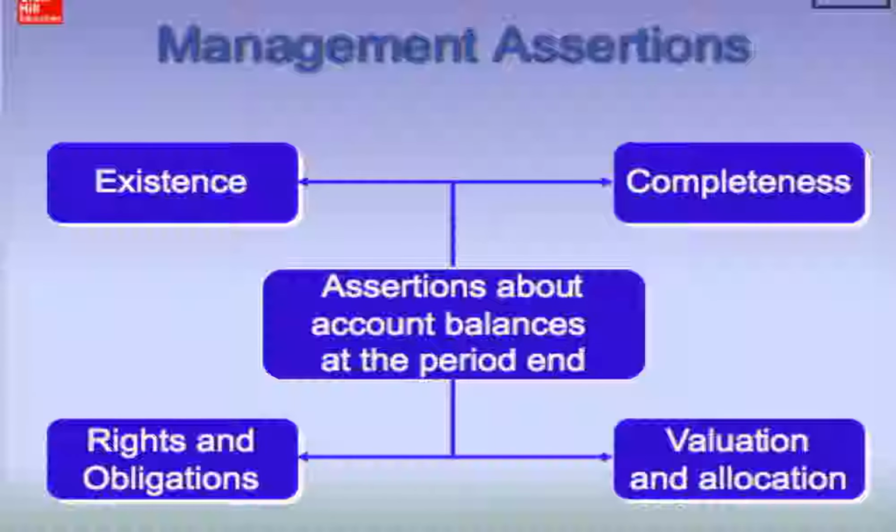So these are some of the related assertions about account balances at the end of a period. For example, existence is related to completeness, and rights and obligations related to valuation and allocation. Really though, I included this slide because your book talks about it and it's testable for the CPA, but like many components of the class, I'm not sure how much any of that is really going to help you in doing an audit.